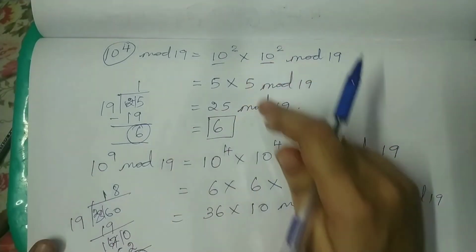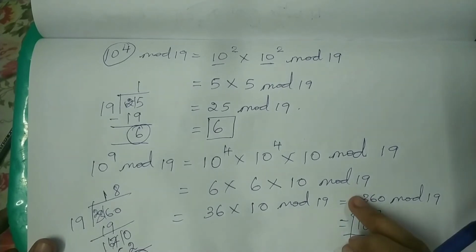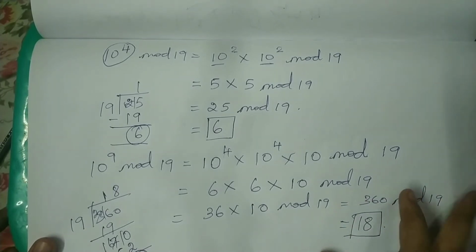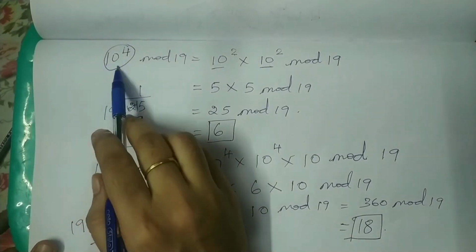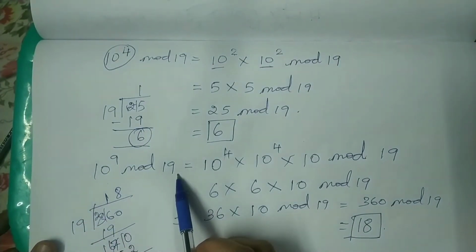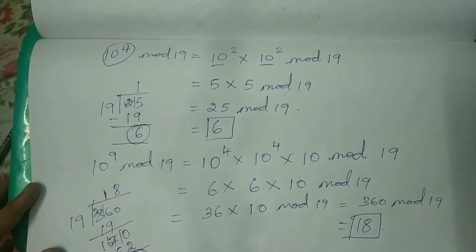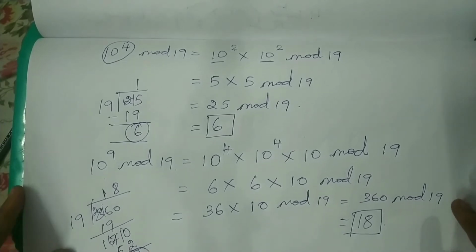So the name for this method is modular arithmetic. This is the easiest way. So now we have found the values for 10 power 4 mod 19 and 10 power 9 mod 19. So now we can easily find it for 10 to the power 18 mod 19.